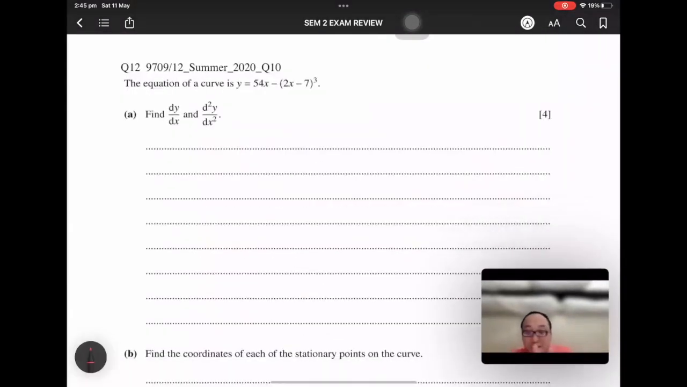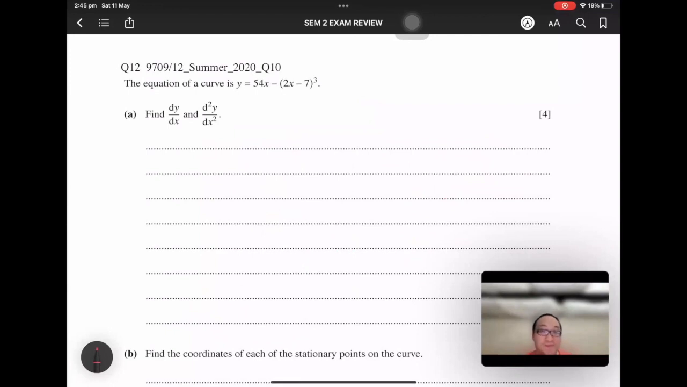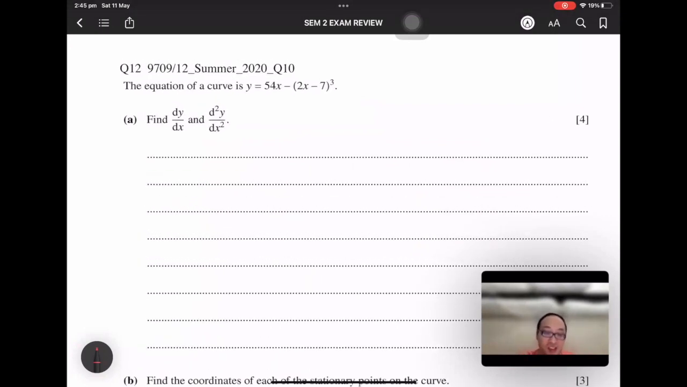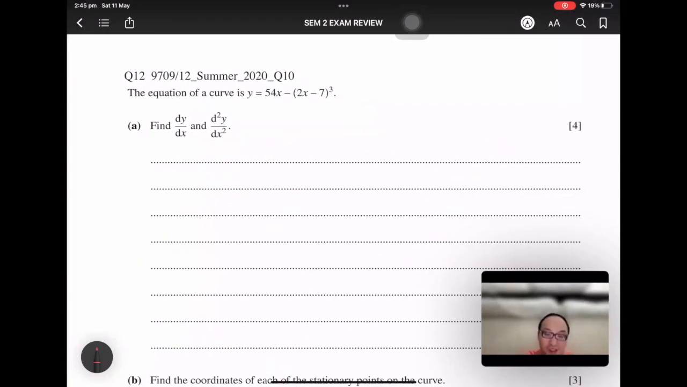Number 12. The equation of the curve is y equals 54x minus (2x minus 7) cubed. Find the first derivative and the second derivative. Okay, so we differentiate this.